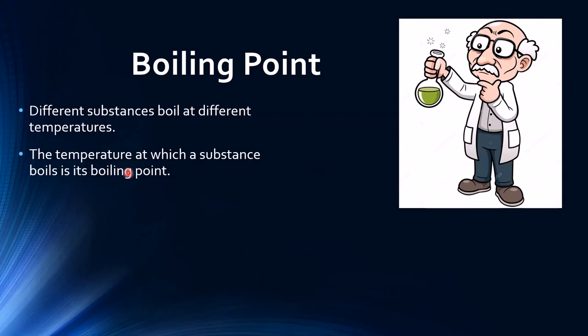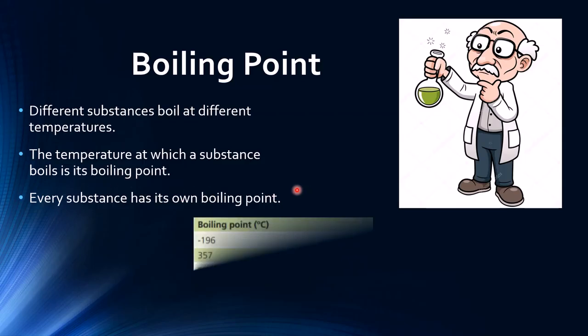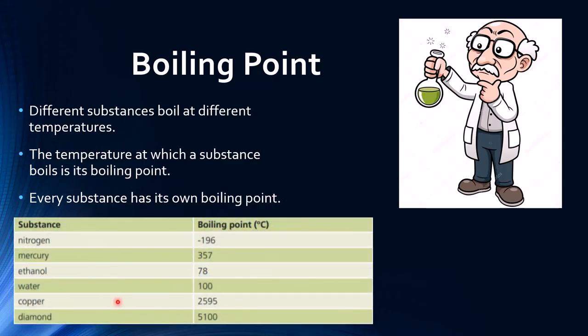When a substance boils at one boiling point, there are different boiling points for each substance. Every substance has its own boiling point, as I mentioned over here. Here is a table I have written, with different boiling points. I have used the substances nitrogen, mercury, ethanol, water, copper, and diamond.